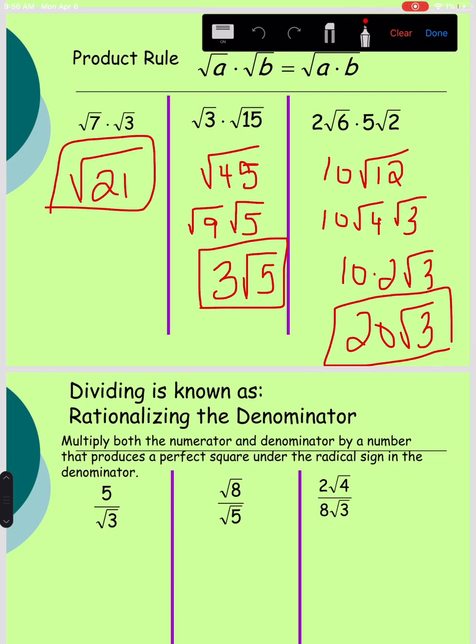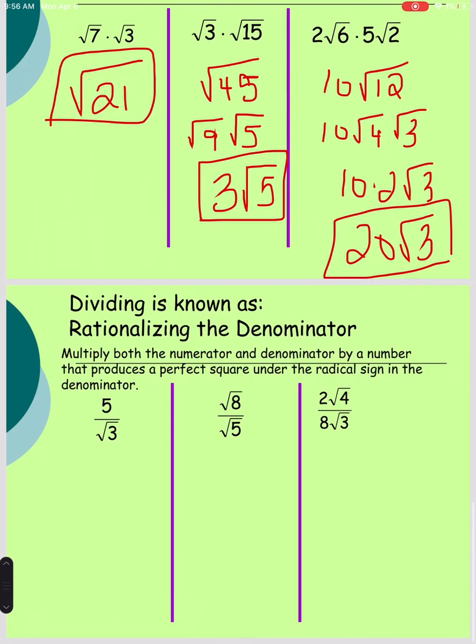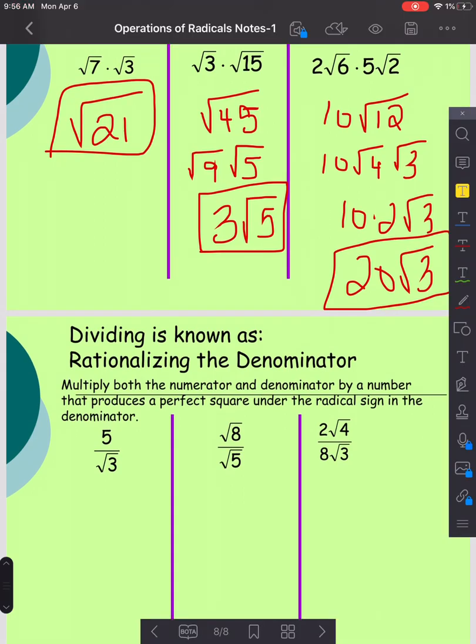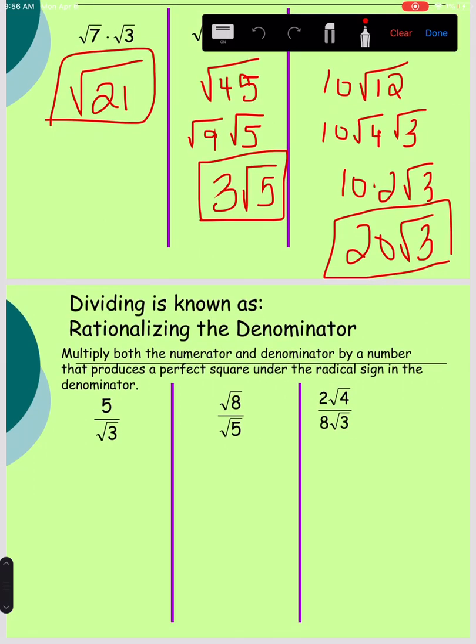The last part is dividing. So it's also called rationalizing the denominator. So you can never leave a radical in the denominator. To get rid of it, you're going to multiply top and bottom by the denominator's radical.